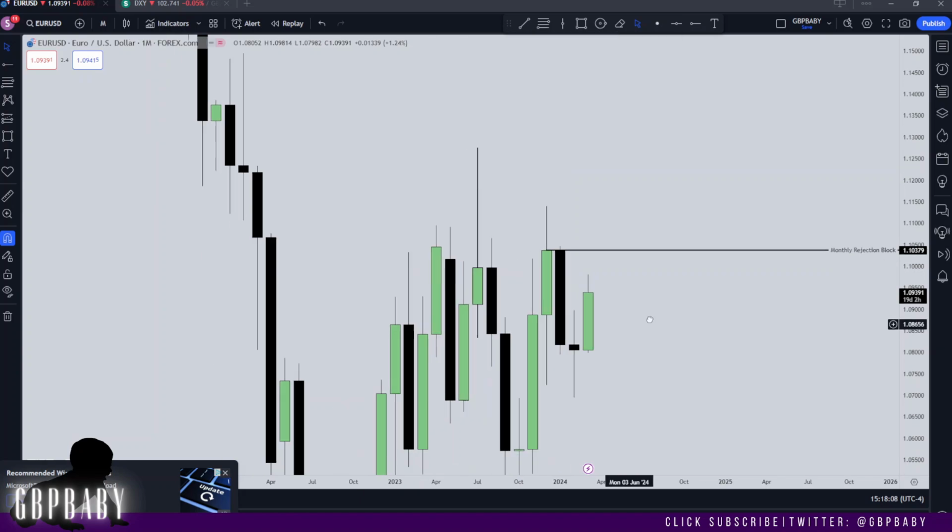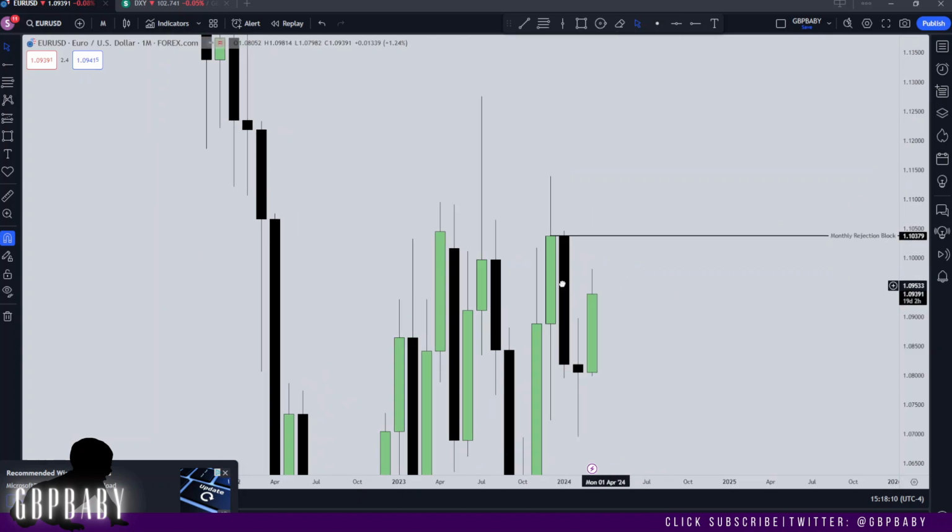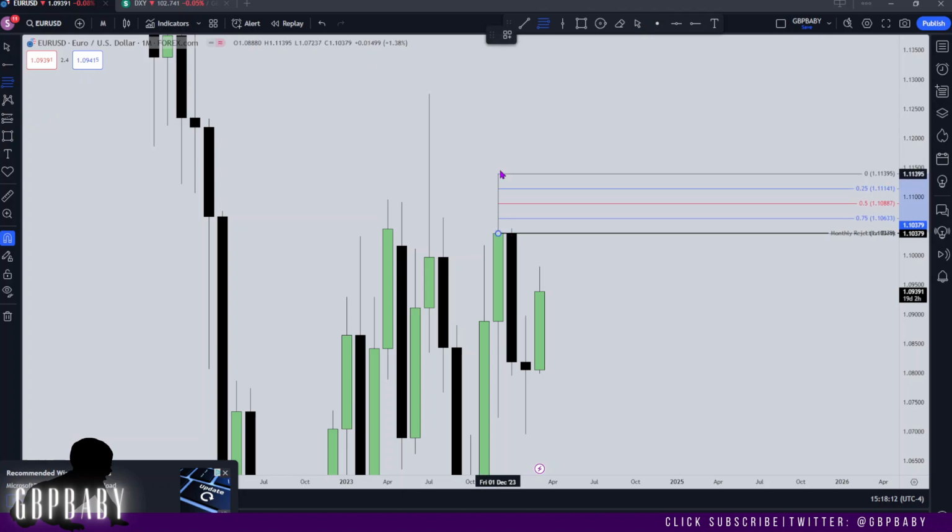Monthly rejection block, right, cool. And then in terms of where in that block, it would simply be the 50% level, consequent encroachment. But remember, this is the monthly, so price doesn't necessarily need to reach up there this week or anything. But at least we have, again, a draw on liquidity, which is the main thing.